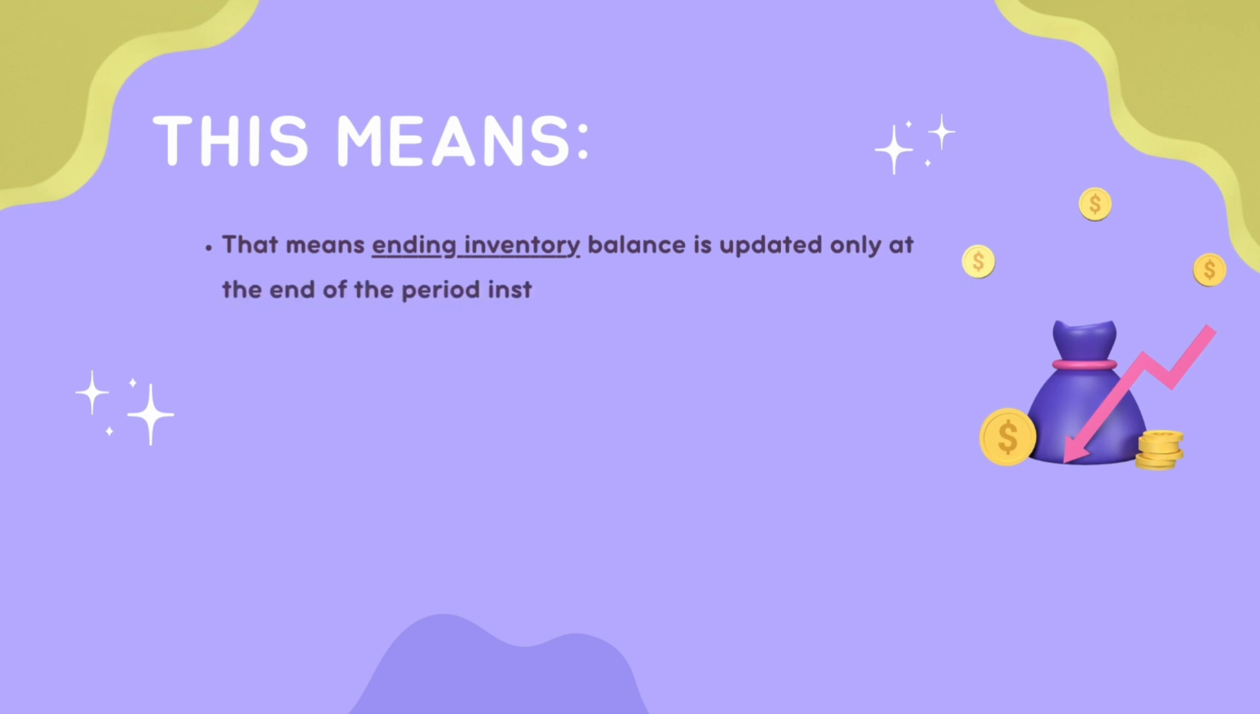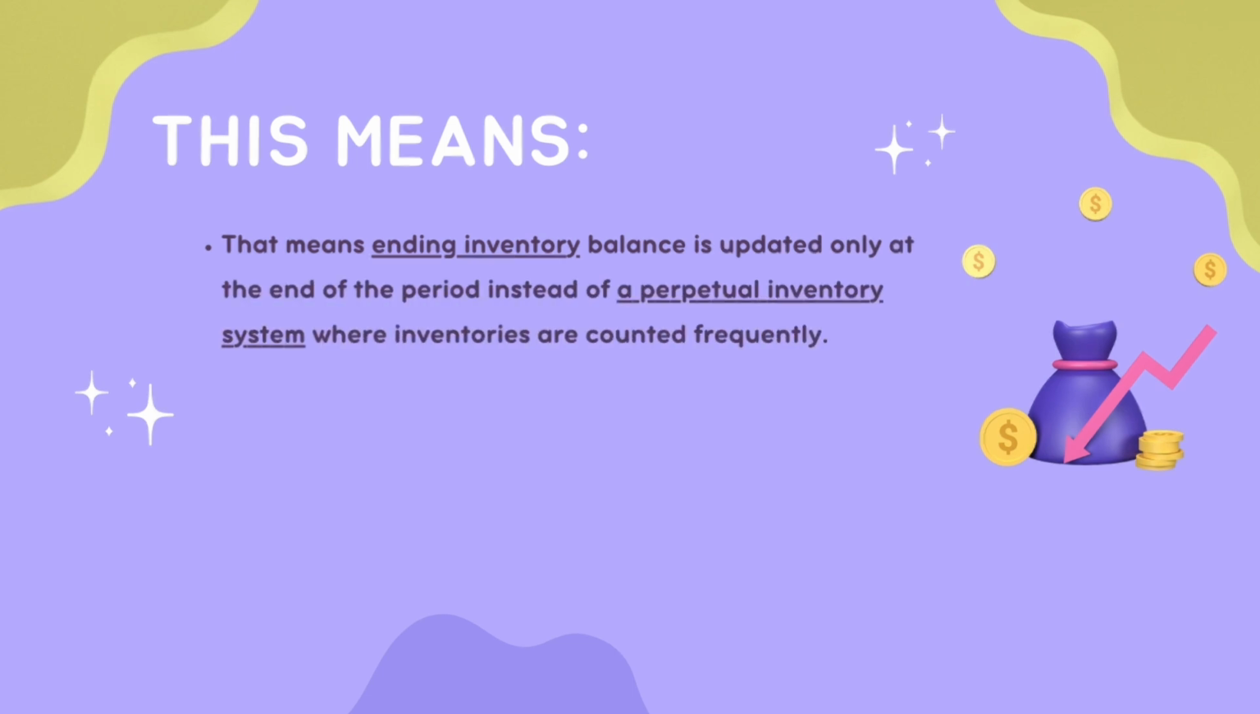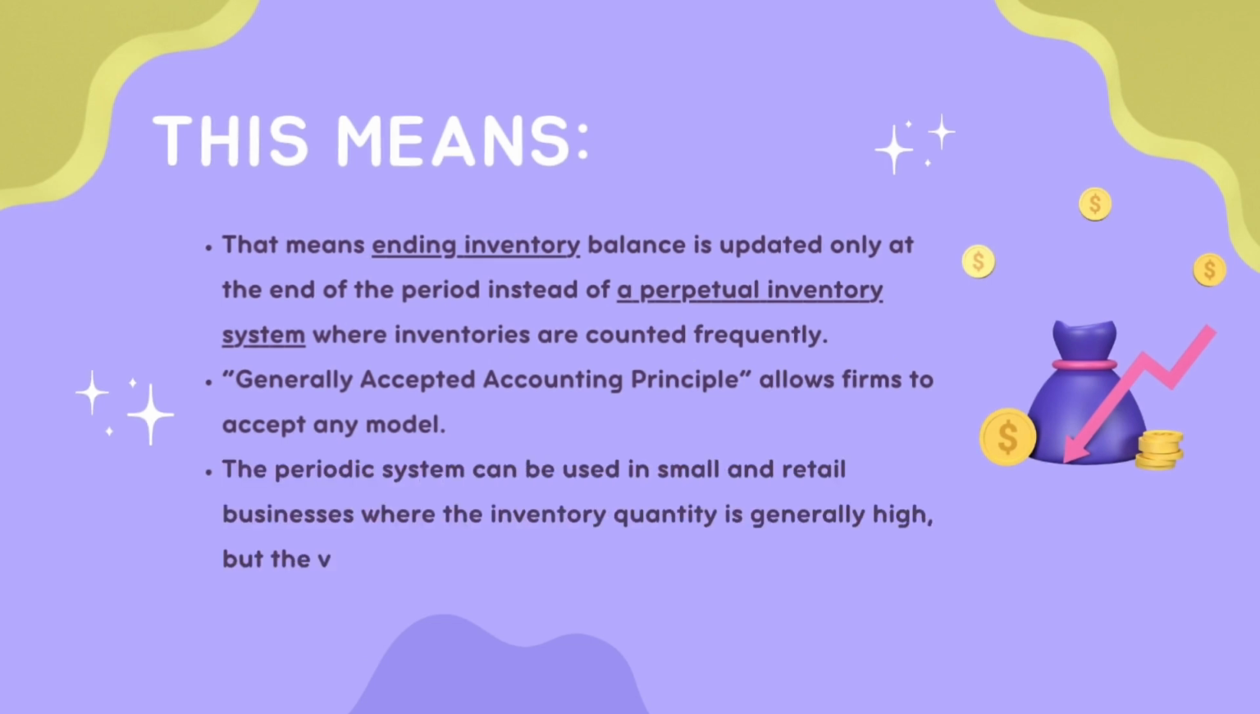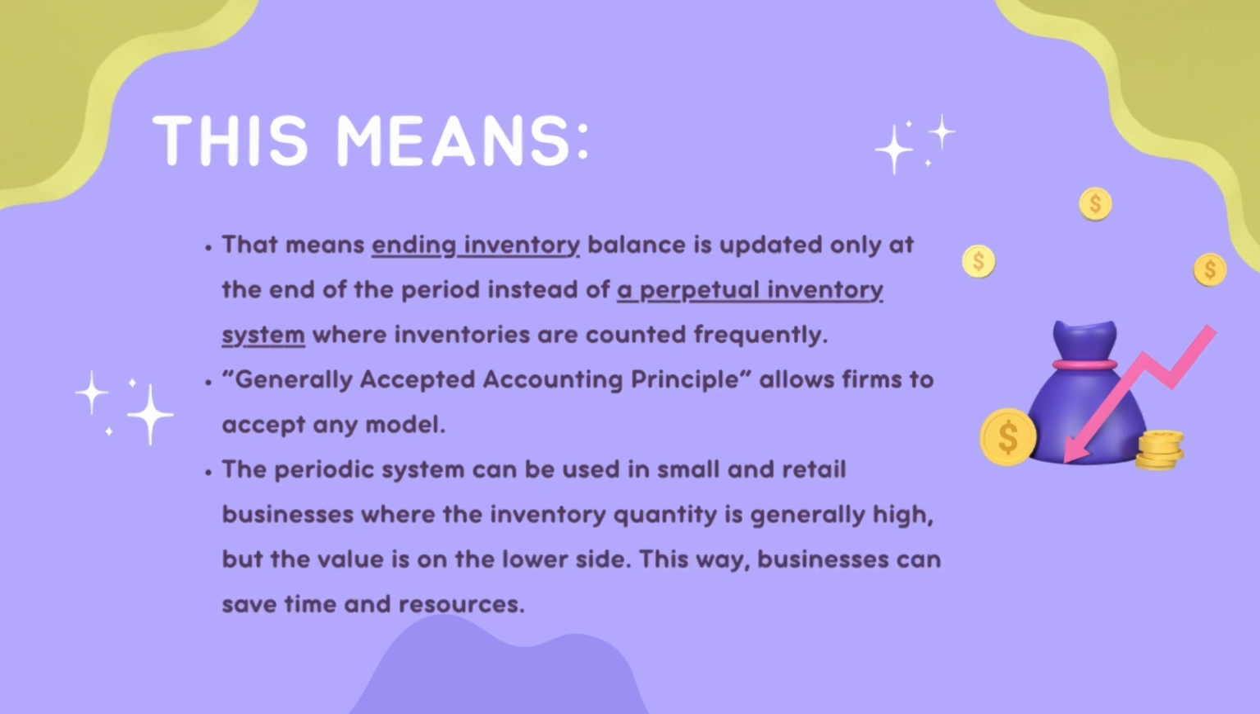This means that the ending inventory balance is updated only at the end of the period instead of a perpetual inventory system where inventories are counted frequently. Generally accepted accounting principle allows firms to accept any models. The periodic system can be used in small and retail businesses where the inventory quantity is generally high but the value is on the lower side. This way, businesses can save time and resources.